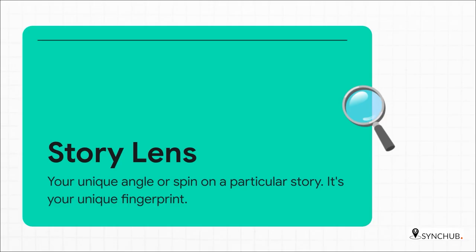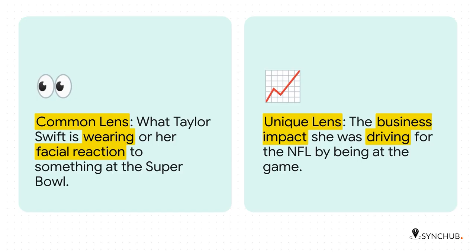Your story lens is the prism. You put it in front of that light, and suddenly it creates this incredible, unique spectrum of colors that only you could have made. Let me give you a perfect example. Remember when Taylor Swift was all over the Super Bowl? Okay, so tons of people made videos about her outfit, her reactions. That's the common lens. It's fine, but it's crowded. But a more unique lens, the one Callaway used, he talked about the business impact she had on the NFL. See the difference? By picking that angle, his video was suddenly in a league of its own.